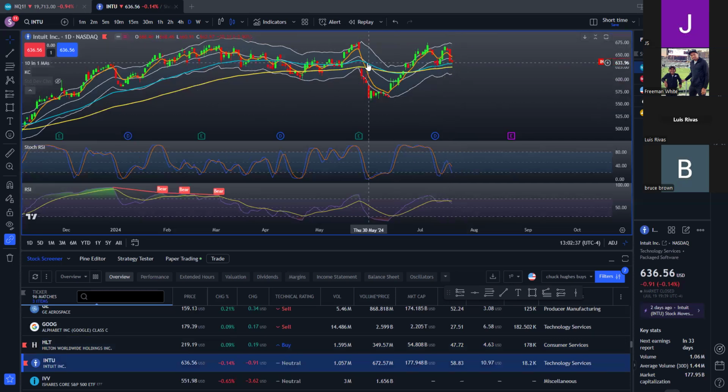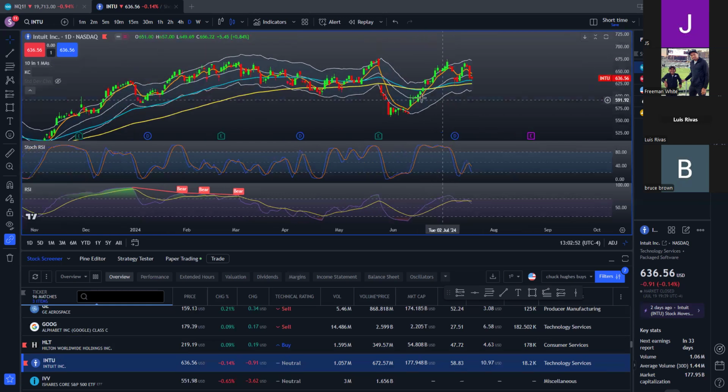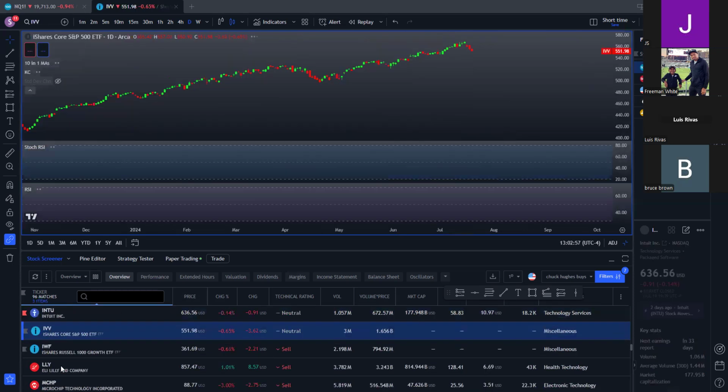Wow. 50 was above the 100. See how it crossed down a little bit, then crossed right back up. Look at this: 50 above the 100, outside the Keltner channel, stochastic oversold. Look at that move up on into it.